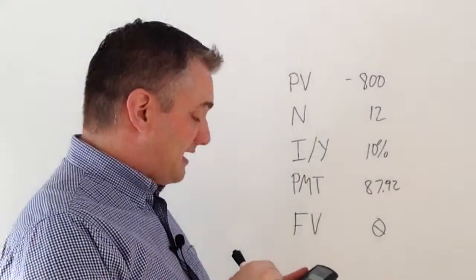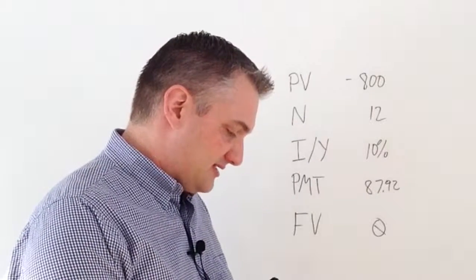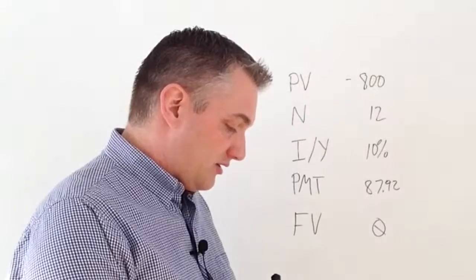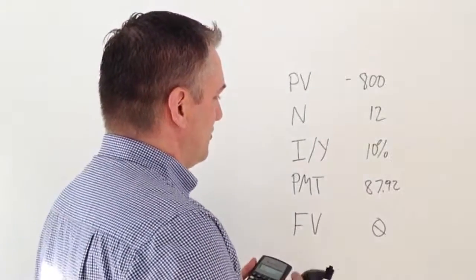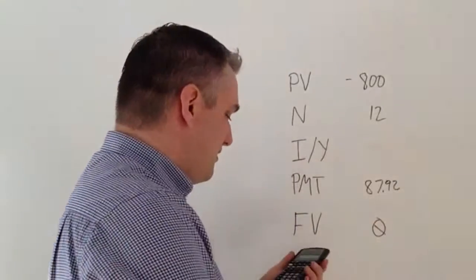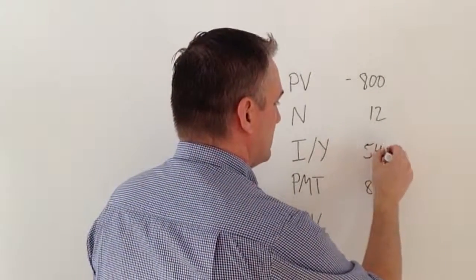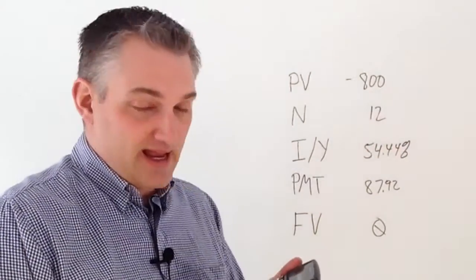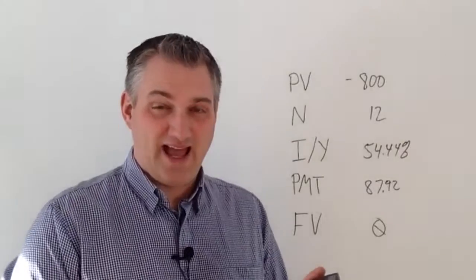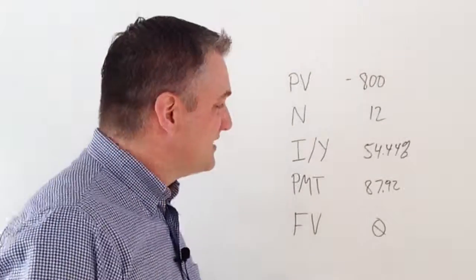So when I go into my calculator and I put 800 negative as the present value, compute my rate of return, it gave me, if you recall, 54.44%. Now, here's where I made the mistake, and it's an easy mistake to make, and that's why I wanted to turn this into a learning exercise.